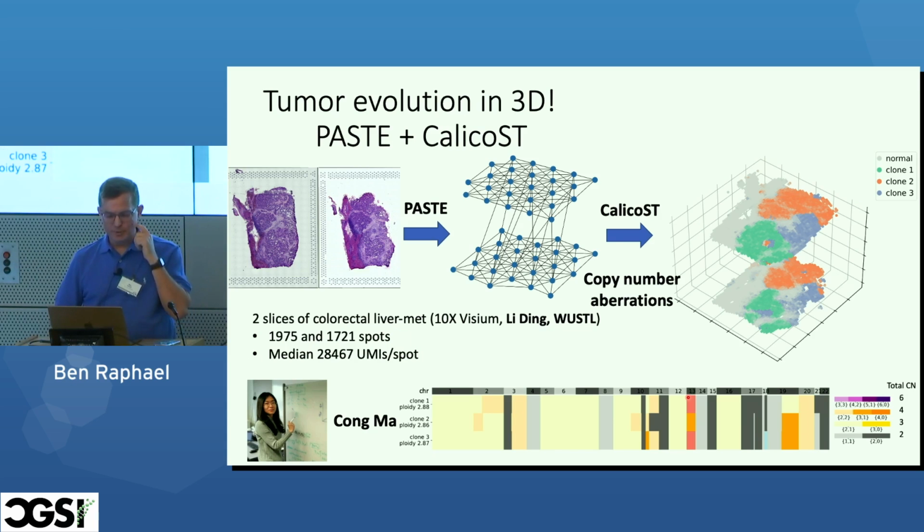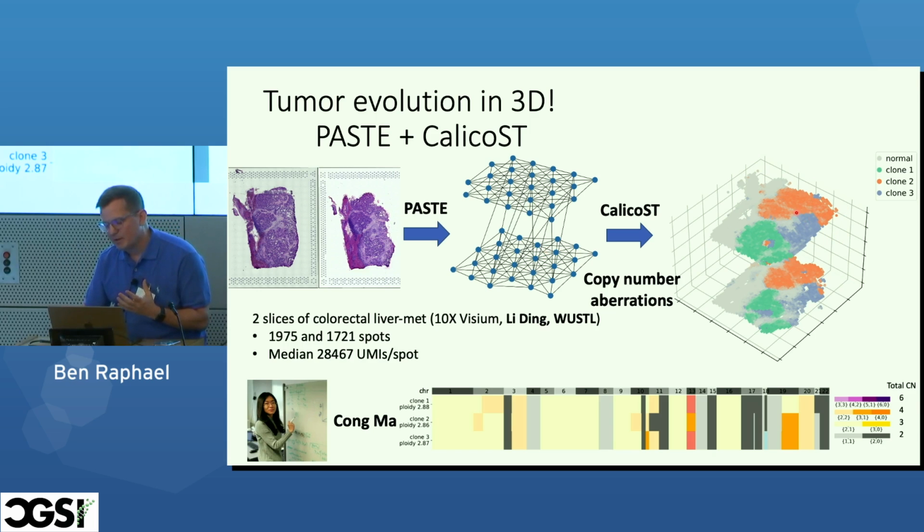Song Ma in my group has extended this. I'm not going to describe the extension into a new approach, Calico ST, that has some really beautiful things, which I'll skip. But I'll just show you one piece of combining these two algorithms where we have multiple slices. These liver mets I showed you, 2 liver met slices. We align them with PASTE. We then can build this adjacency graph in 3D now, and then run the new thing, Calico ST, to find these copy number aberrations and clone labels all together.